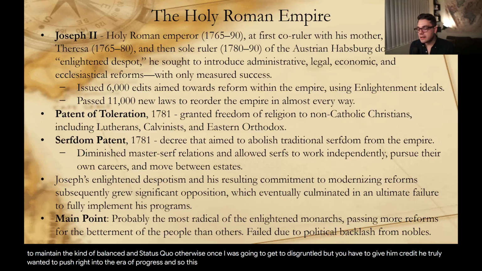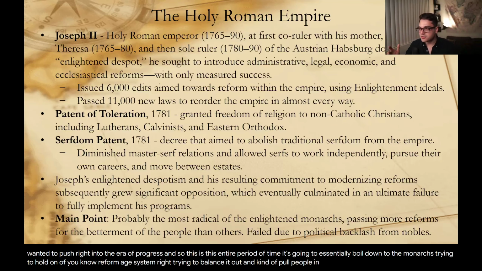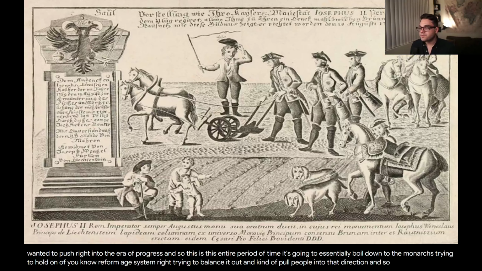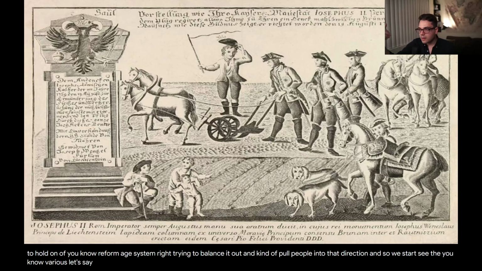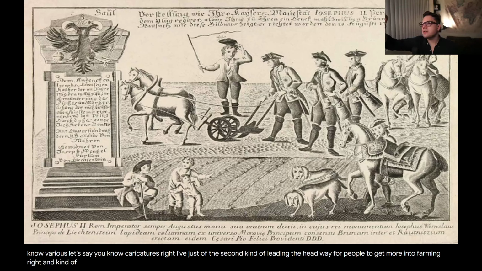And so this entire period of time is going to essentially boil down to the monarchs trying to hold on to their power and all of this new kind of reform age system, trying to balance it out and kind of pull people in that direction. And so we start to see the various, let's say, caricatures of Joseph II kind of leading the headway for people to get more into farming, and kind of leading the way, as such.